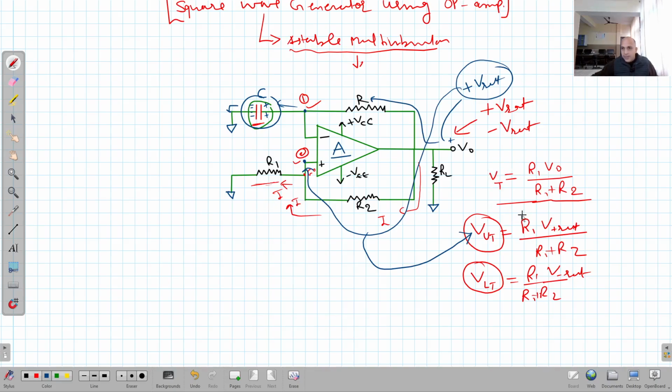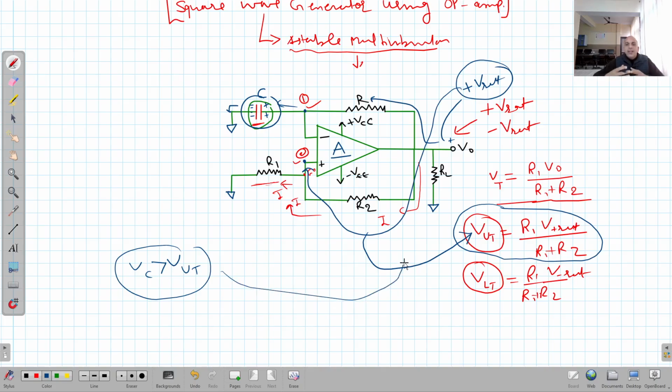this value, right? Up to that point of time, the voltage at this terminal was higher and the output was in plus V saturation. But when the voltage at the capacitor, I can say VC, is greater than the upper threshold, this value, then what will be the effect? Now the voltage appearing at the inverting terminal becomes higher than this. The output will swing to the negative saturation. Now it will switch immediately to the negative saturation.